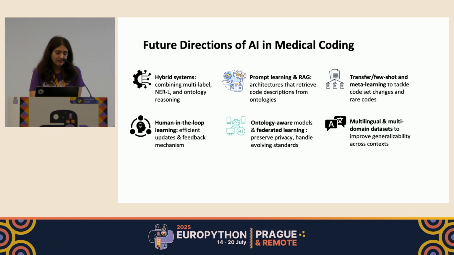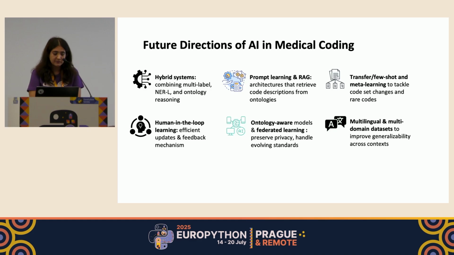Having said that, these three are not the only approaches that are present today. People are experimenting hugely with automating medical coding. It's a very active field of research, both in research and industry. A lot of companies are actually trying to solve it. So I'll just touch base upon some of the future directions of AI in medical coding.